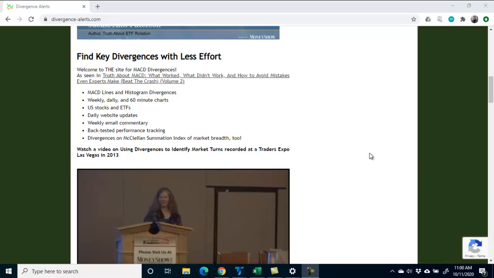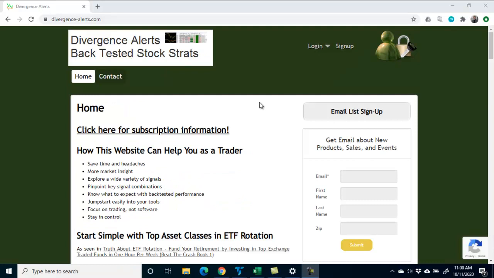And the other thing about divergences is that there's key times when divergence trading works out better in the stock market than at other times. So through the data on the website and through my newsletters, I aim to show you the better times to be trading with divergences and an overall context of what that tells you about the stock market.